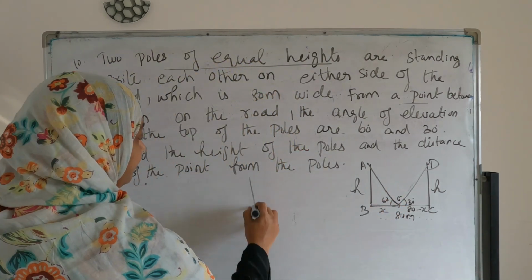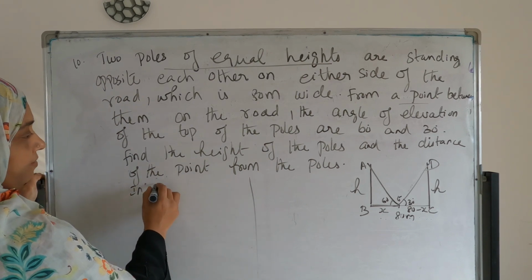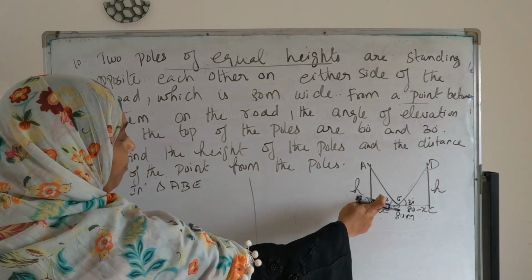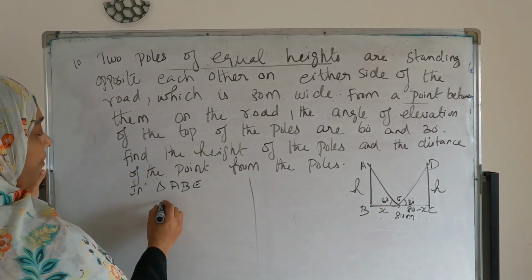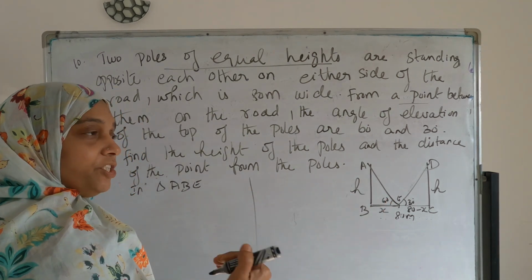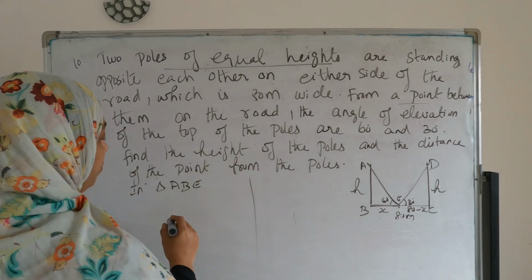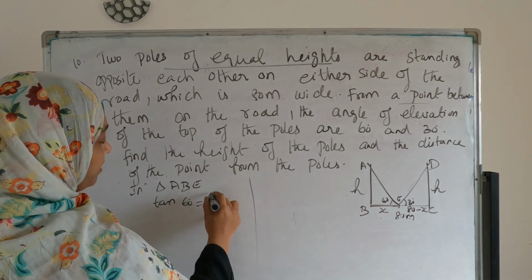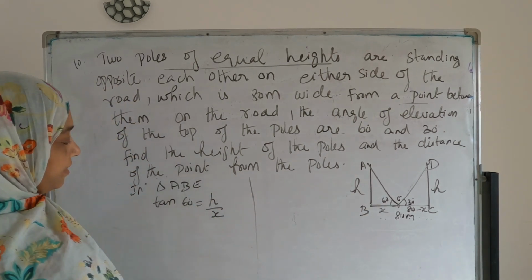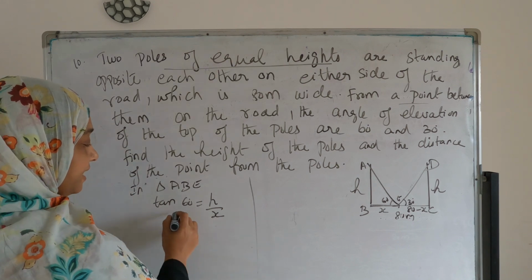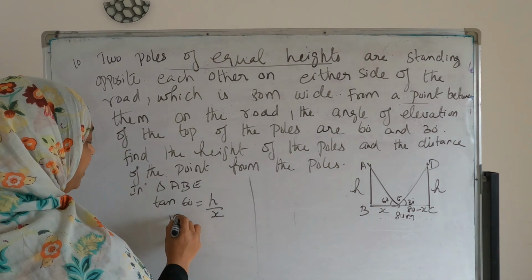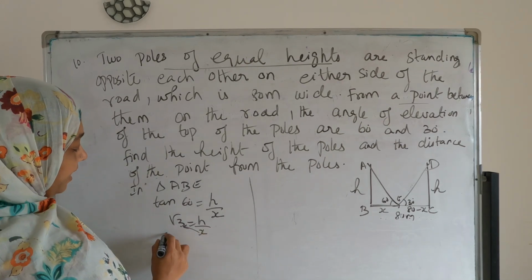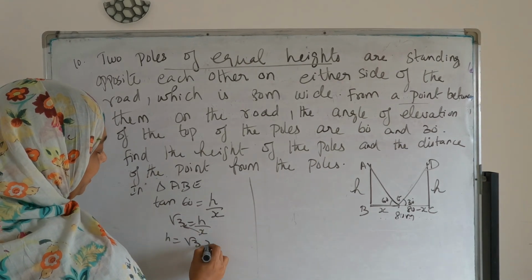First in triangle ABE, this is the opposite side, this is the adjacent. So opposite by adjacent, which ratio? Tan ratio. Take the tan ratio. Tan 60 degree, the angle is 60 degree, opposite is h and adjacent is x. Tan 60 degree value is root 3, so root 3 equals h by x. Bring the x here, h is equal to root 3 x.